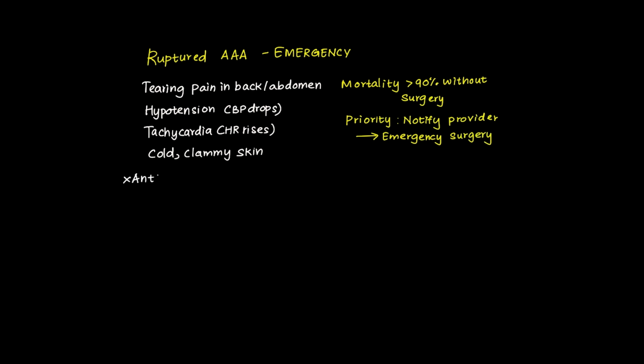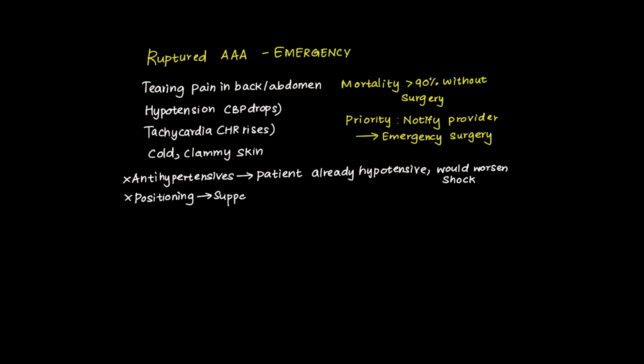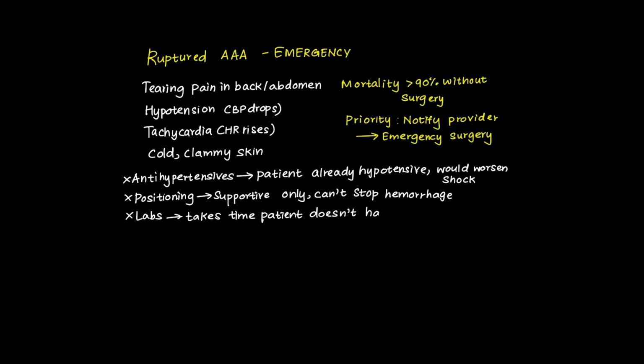Now look at the distractors and see why they fail. Giving antihypertensives to a patient who is already hypotensive from internal bleeding would drop their pressure further and kill them faster. Positioning with legs elevated is a supportive measure, but it cannot stop a torn aorta from hemorrhaging. And yes, labs will be needed eventually, but stopping to draw blood when the patient is actively exsanguinating wastes time that could be spent getting them to the OR.